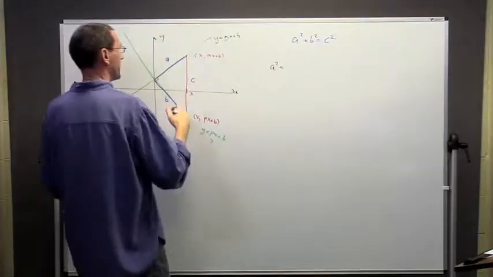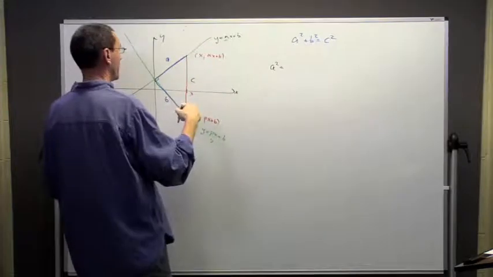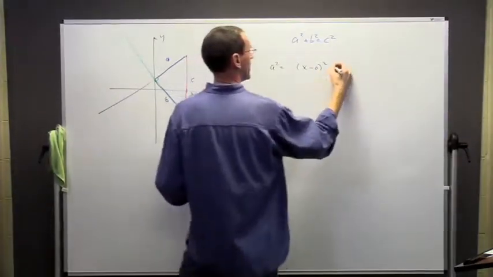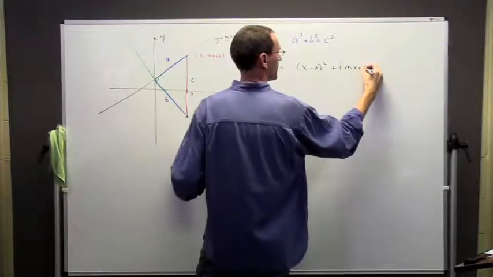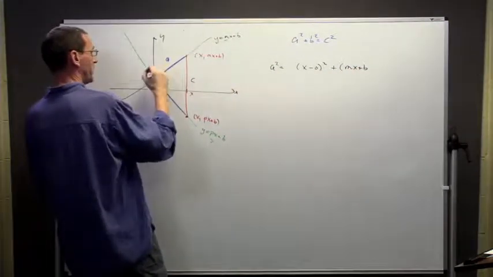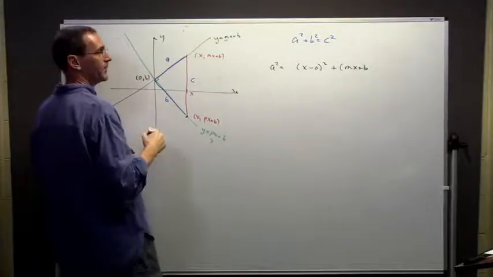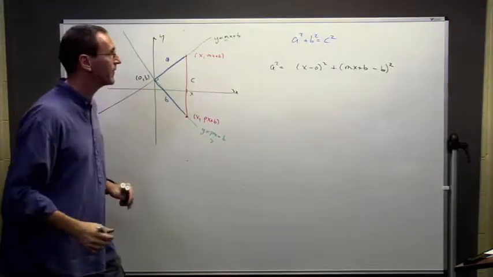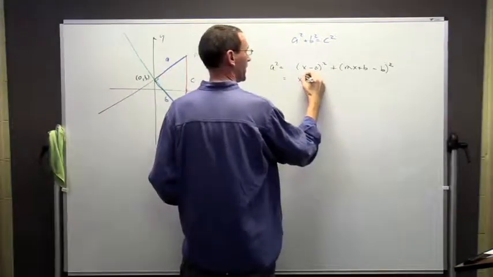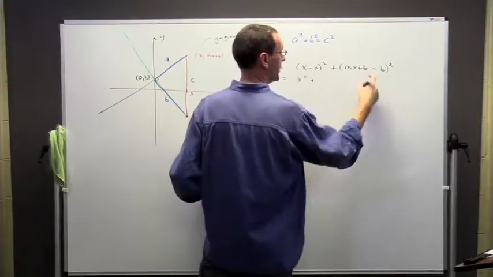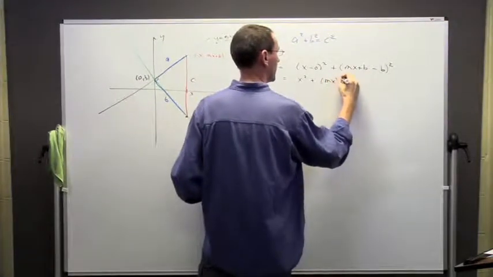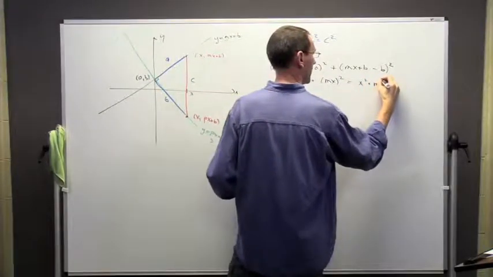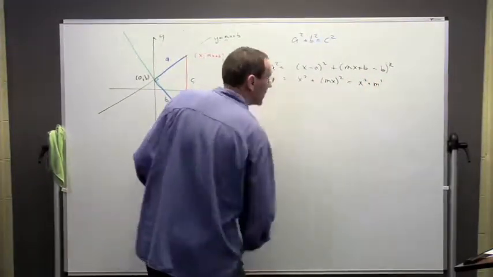Well, A squared, if I use the distance formula, is going to be x minus 0 squared plus mx plus b minus b squared. Right, so this point here, keep in mind, is 0, b. If I clean this up, this is going to be x squared. The b's cancel, so I get the quantity mx squared. So that's x squared plus m squared x squared.